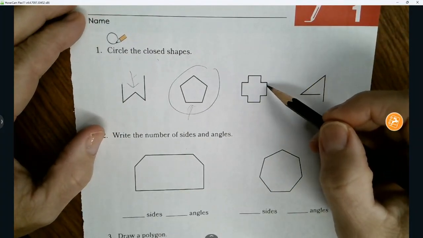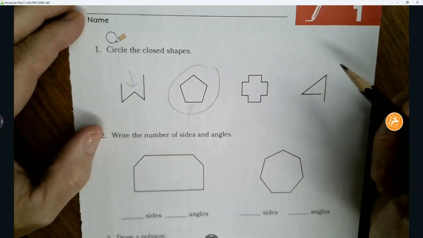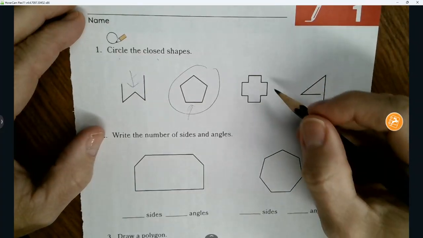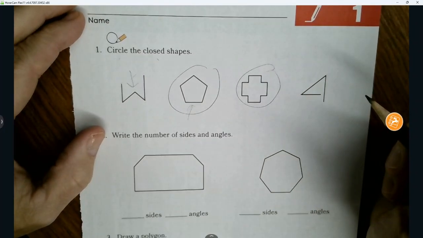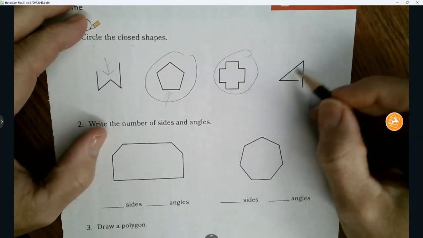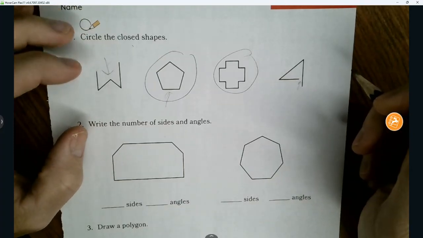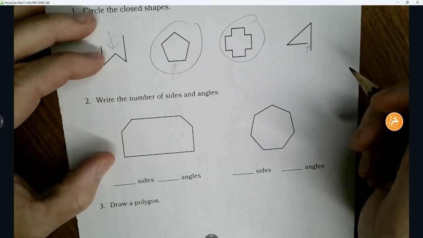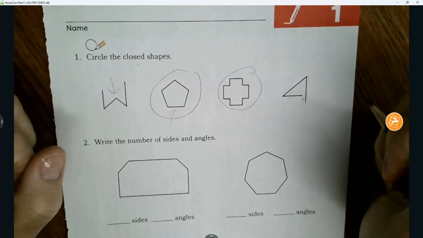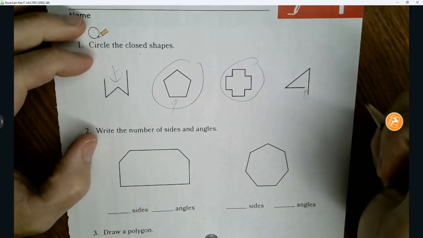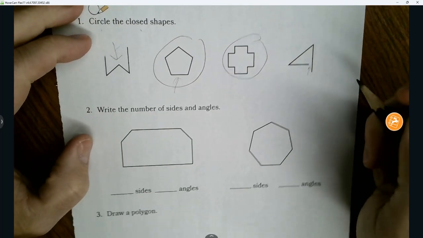Look at this next one. Do you see any way you can get in? Any breaks in the line? No breaks in the line. Closed shape. All right. Look at this here. Well, we got an opening right there, which means it's not a closed shape. All right. Does that make sense? Hope so. All right. Number 2.